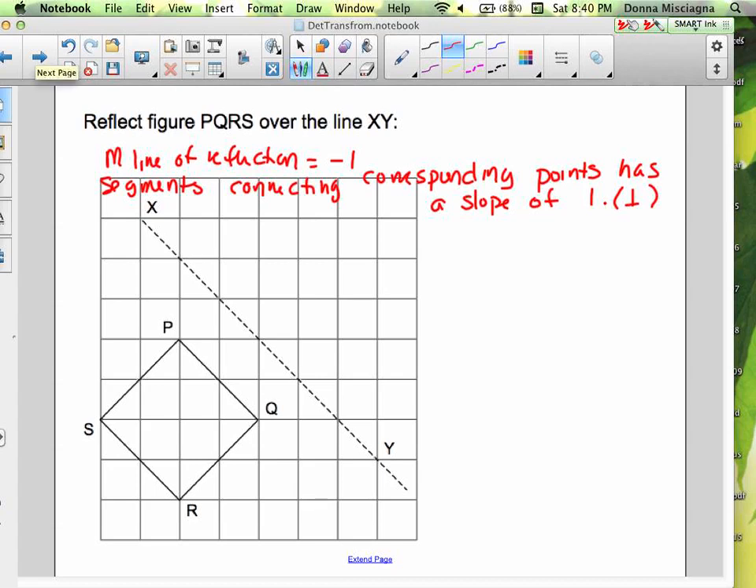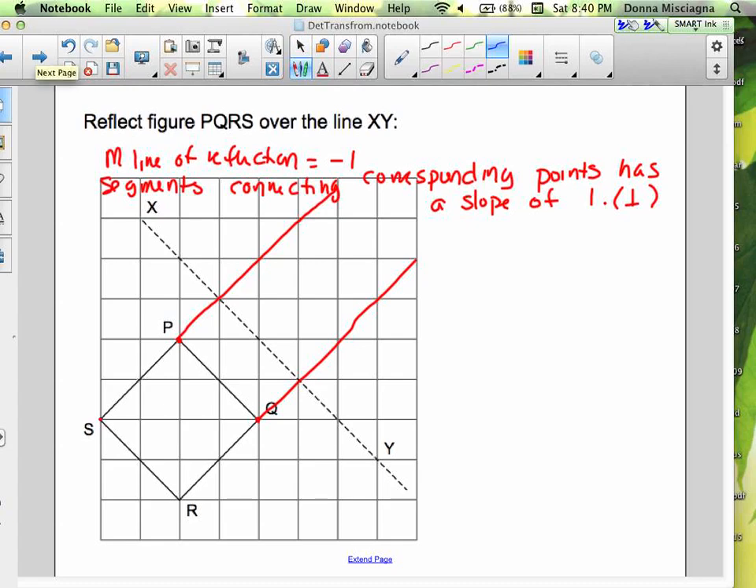All right, so now let's do the same thing. We're going to draw our lines from our points. So I'm going to draw a line with a slope of 1, and I'm just going to keep going because I know my image is going to be on this line. Same thing from here. And that's really all I have to do because S and R are on those same lines. All right, so now all we have to do is count diagonally.